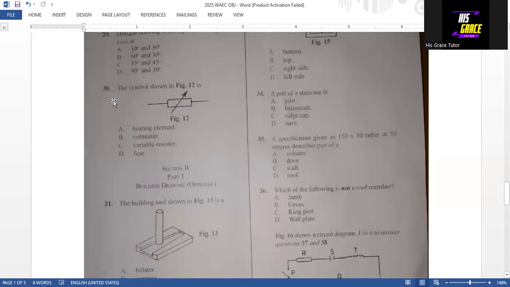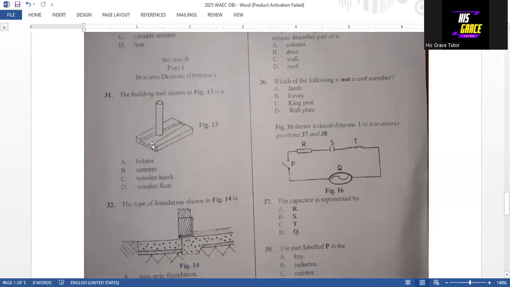Then question 30, the symbol shown in figure 12 is a variable resistor. That is option C, the answer to question 30. So we have answered questions 1 to 30 on the general questions. Now let's take questions 31 to 40 on building drawing.